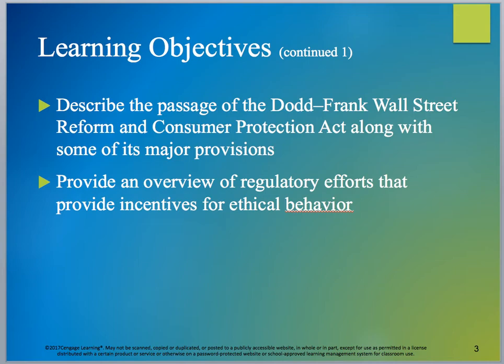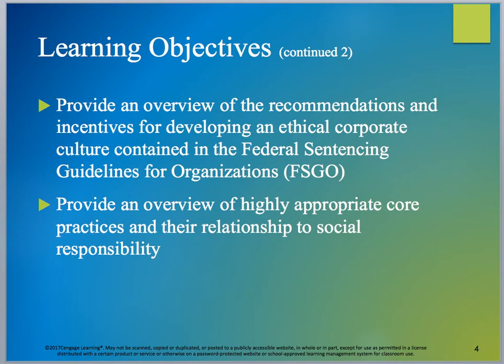Describe the passage of the Dodd-Frank Wall Street Reform and Consumer Protection Act along with some of its major provisions. Provide an overview of regulatory efforts that provide incentives for ethical behavior. Provide an overview of the recommendations and incentives for developing an ethical corporate culture contained in the FSGO, which is the Federal Sentencing Guidelines for Organizations. Provide an overview of highly appropriate core practices and their relationship to social responsibility.